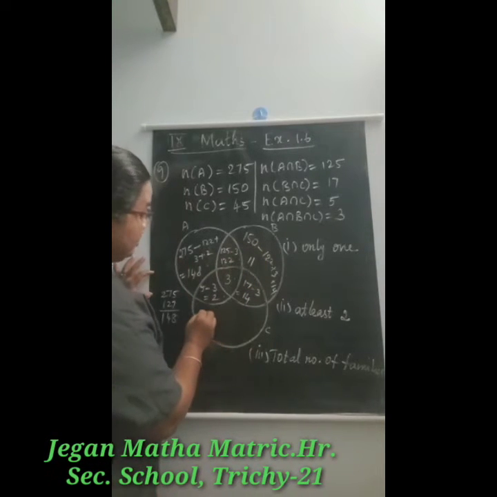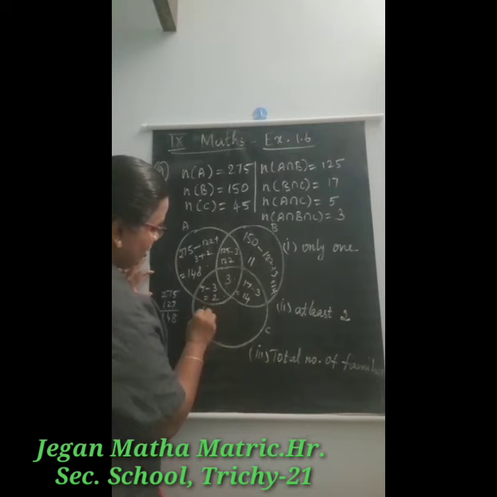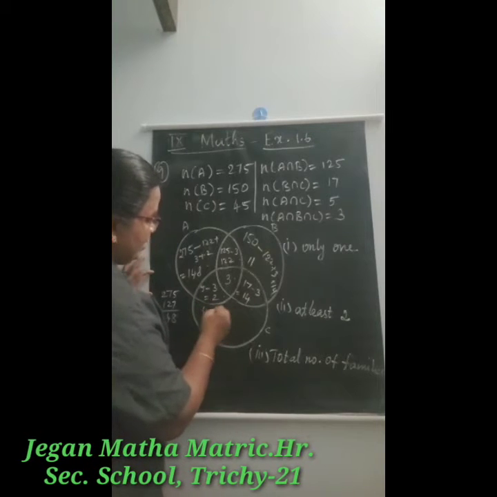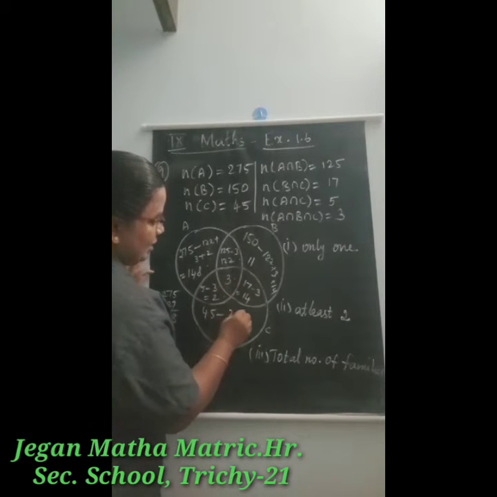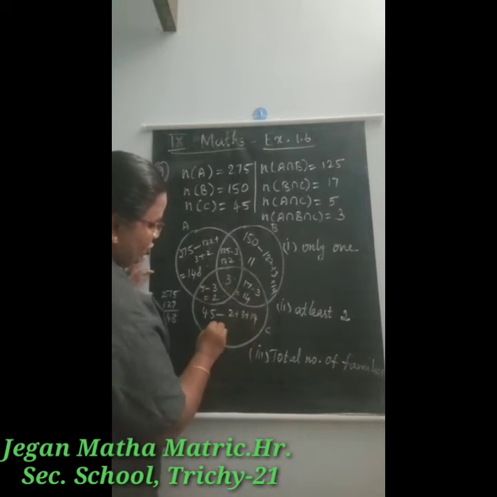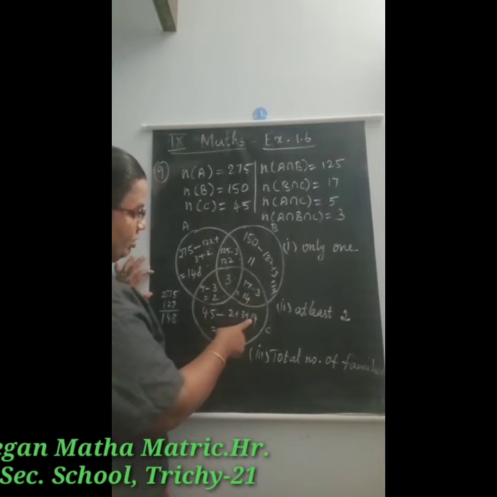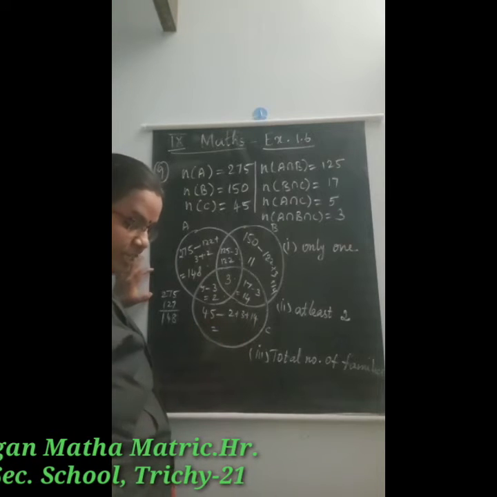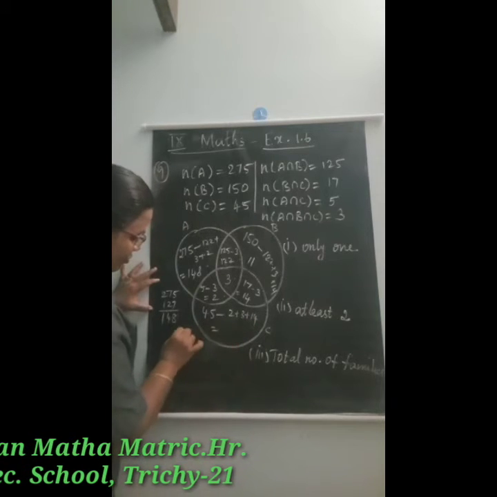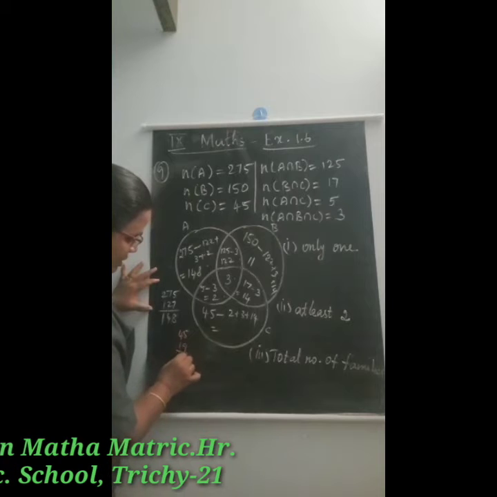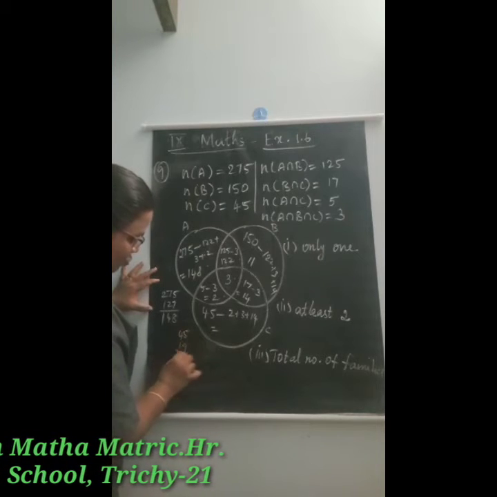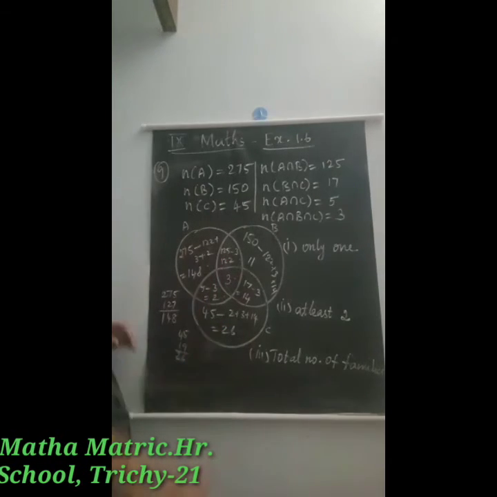And here n of C. So that is 45 minus 2 plus 3 plus 14. So that is equal to 45. Here 5 plus 14, 19. So 45 minus 19, 26. 45 minus 19, here 6, here 3, 3, 2. 26.